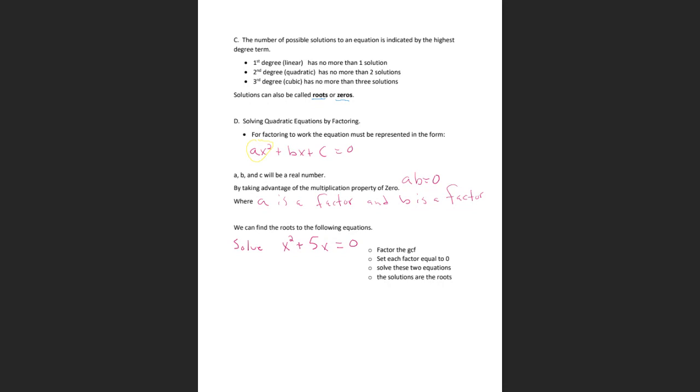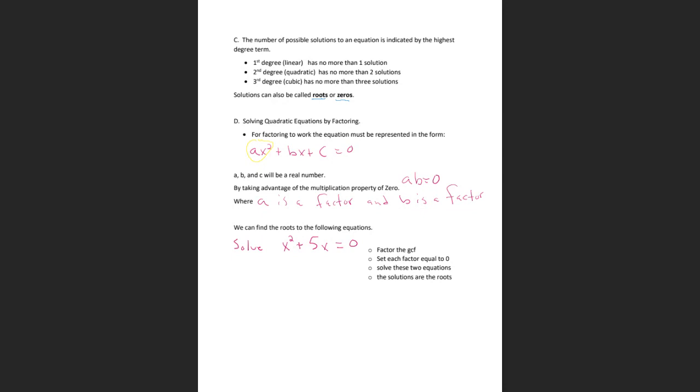A, B, and C are going to be some type of number. Again, x is our variable that we're going to be solving for. And we're going to be using this multiplication property of 0 as our strategy to solve quadratic equations by factoring. So remember, A is a factor and B is a factor. All we've got to do is pick up on that. If one of those is 0, then the whole thing becomes 0.